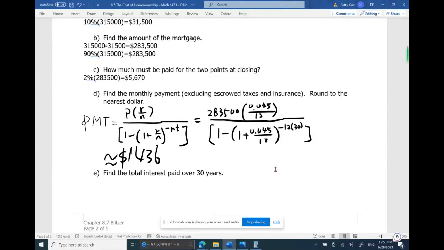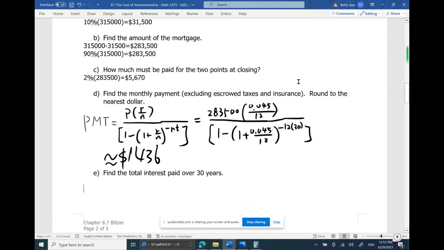Part E, find the total interest paid over 30 years. Okay, so the difference between the money you have paid over the 30 years and the money you actually borrow, that is the cost. Actually, not all the cost, because you have a lot of cost up front. Yeah, that's the interest of the mortgage.